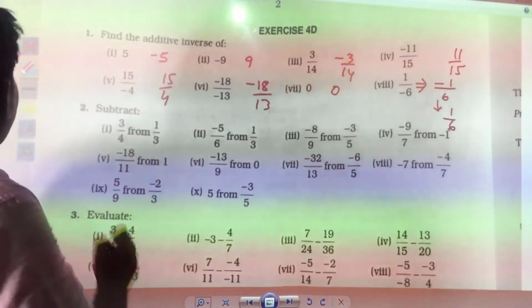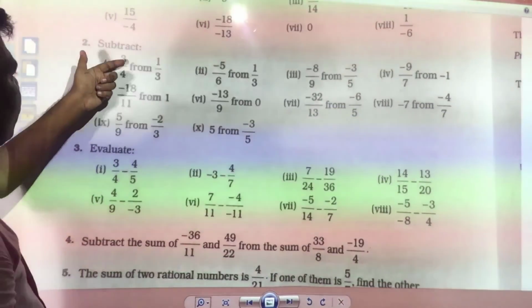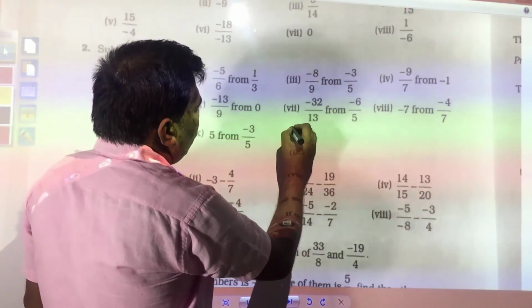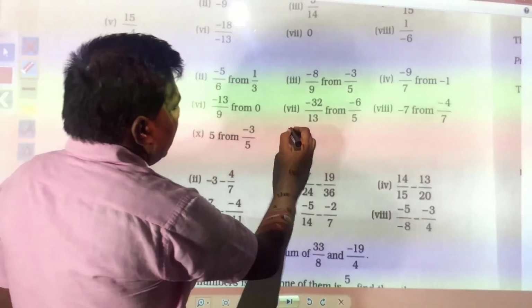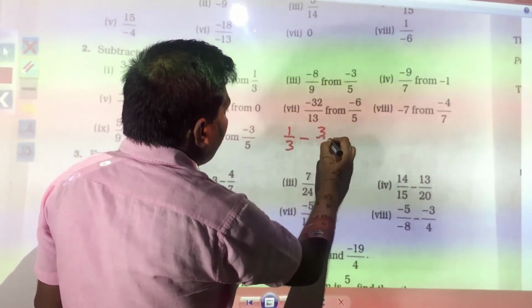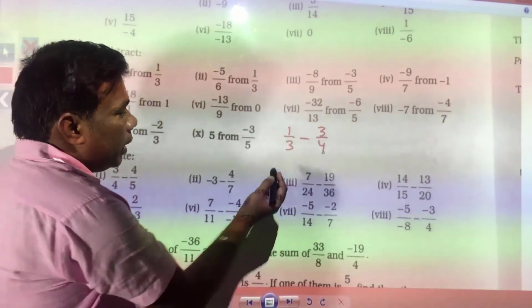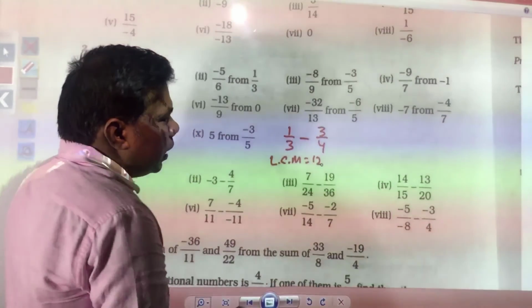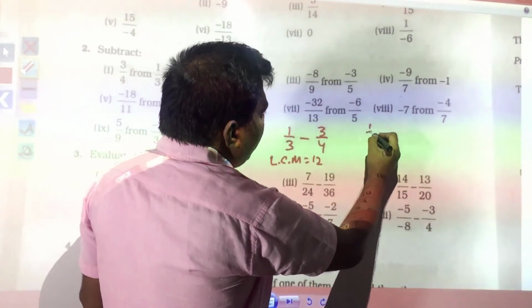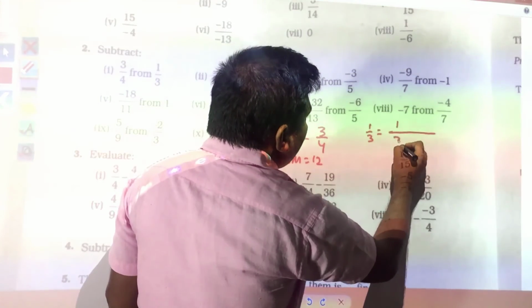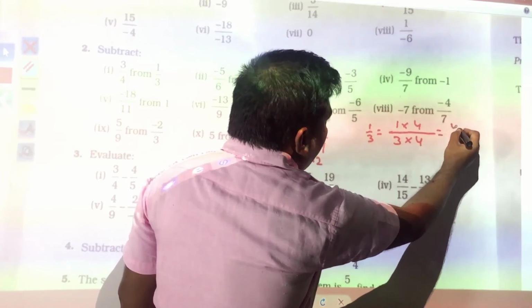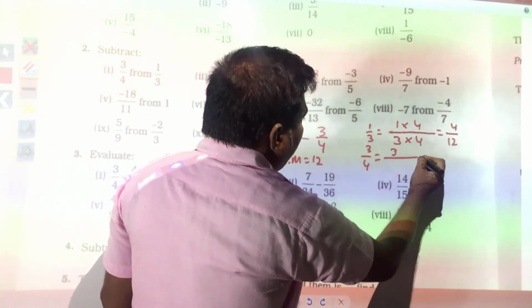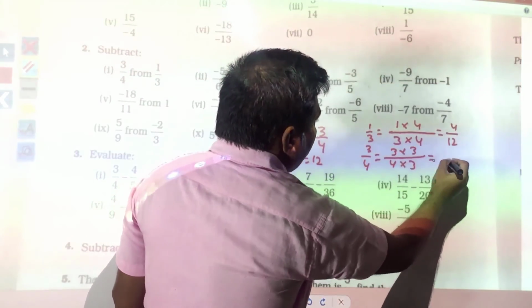Then you have to subtract 3 by 4 from 1 by 3. So, you will write 1 by 3 minus 3 by 4. Now, what is required to be done? You need to find the LCM, and the LCM will be 12. Here you convert this: 1 by 3 can be written as 1 into 4 by 3 into 4, so that you will get 4 by 12. 3 by 4 can be written as 3 into 3 by 4 into 3, so that you will get 9 by 12.